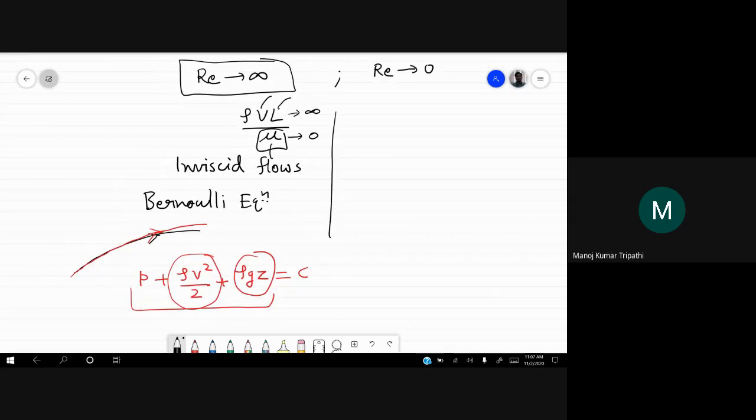While deriving the Bernoulli equation, we also assumed that the flow is steady. Apart from being inviscid, it is also steady. There are a few more assumptions here. While deriving this equation, you can go back to that video. That was lecture 20.